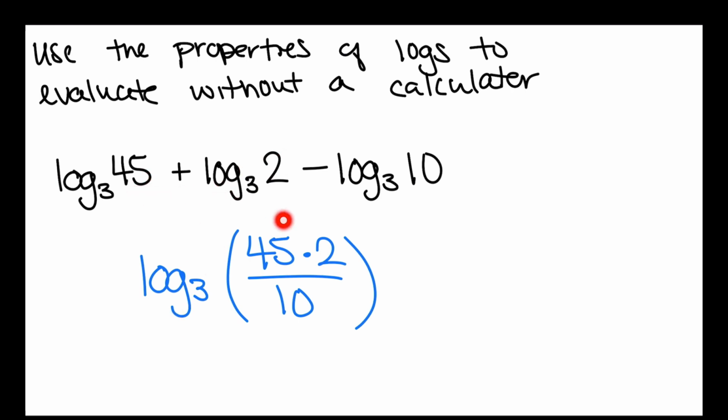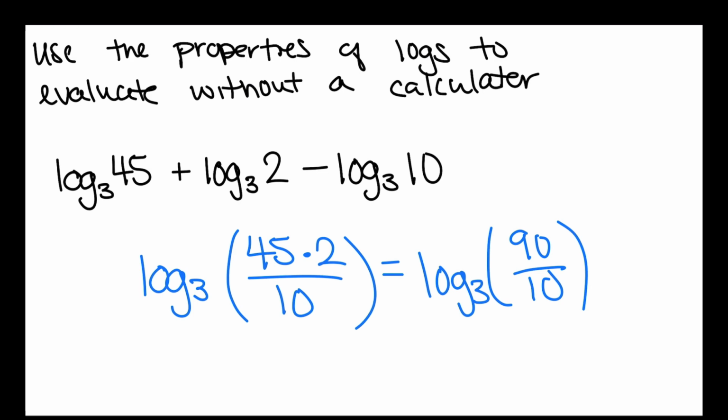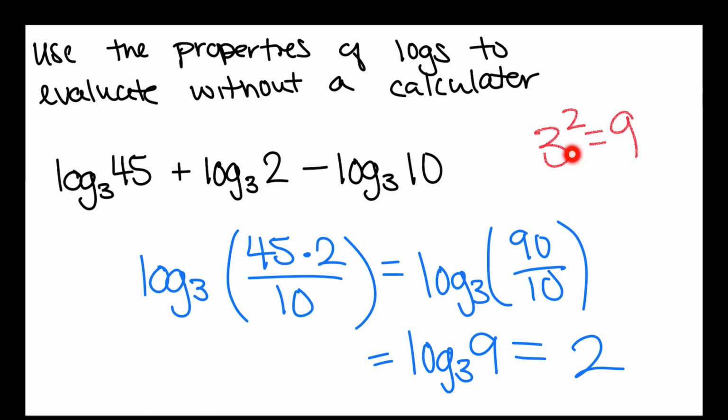Sum of logs becomes a log of a product. And then that minus log base 3 of 10, that's a difference of logs that'll turn into log of a quotient. So this expression can be condensed into log base 3 of 45 times 2 divided by 10. 45 times 2 is 90. 90 divided by 10 is 9. And now this is something that I can evaluate. Log base 3 of 9 means 3 to what power equals 9, and the power is 2. And there's my final answer. This expression simplifies all the way down to 2.